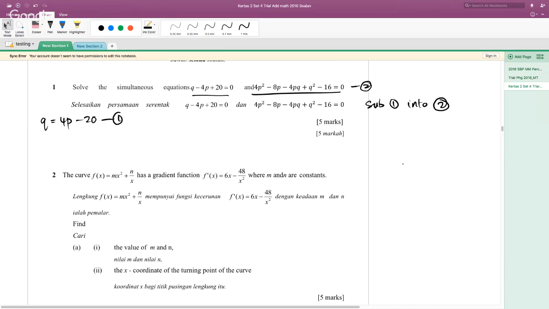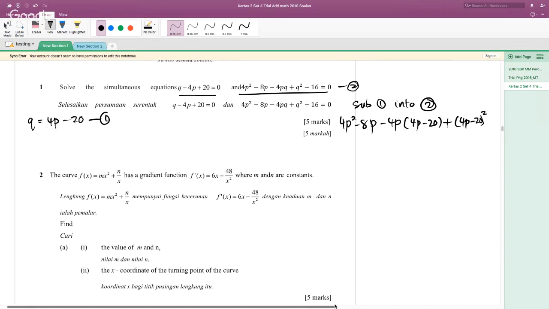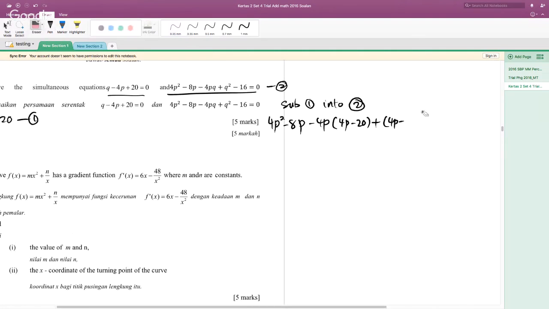This paper lacks space for me to write, so I will write until very messy. I hope you can still see it. Basically we have 4p squared minus 8p minus 4pq, where q is 4p minus 20, plus q squared, which is (4p minus 20) squared, minus 16 equals 0. I just want to solve this, so I will expand it.